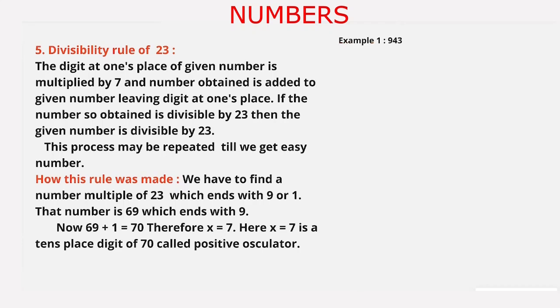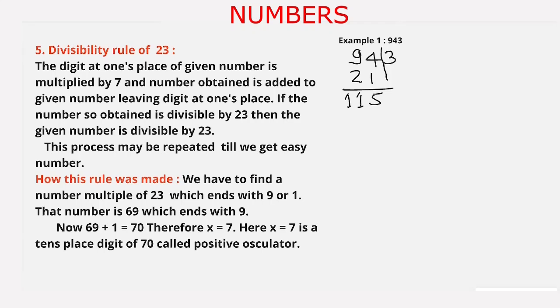The number in example 1 is 943 and we have to find the divisibility of this number by 23. The digit at ones place is 3 and 7 times 3 is 21. So after leaving 3, we add 21 to the remaining part of the given number, and the remaining part of the given number is 94. 94 plus 21. 4 plus 1 is 5. 9 plus 2 is 11. And we have to find whether 115 is divisible by 23.